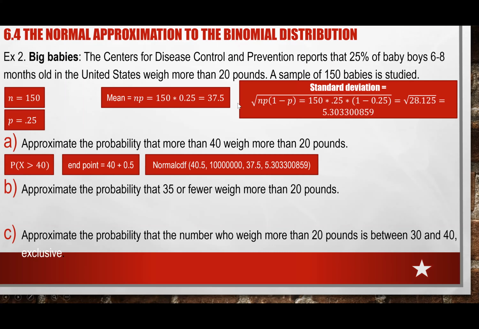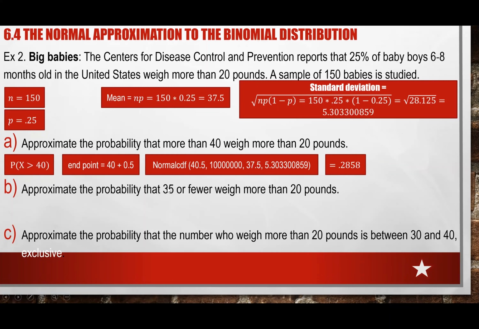The mean is 37.5, and the standard deviation is 5.303300859. I plug that into the calculator, which gives the probability that, out of 150 babies, more than 40 of them weigh more than 20 pounds, which is 0.2858.